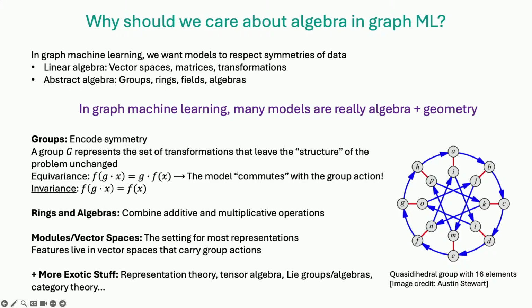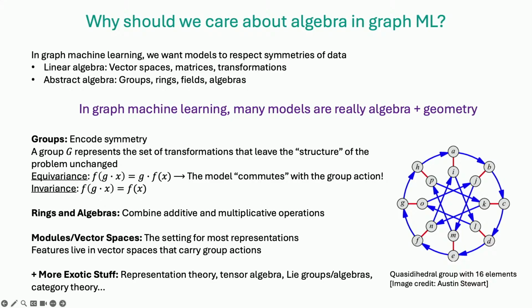You can go more exotic as well. You can look at more abstract algebra, in terms of groups, rings, semi-rings, fields, and algebras. And in terms of these symmetries that we care about in graph machine learning, algebra is really the language for describing them. So when I say that in graph machine learning, many models are really algebra and geometry together, geometry gives us the space, and then algebra encodes the transformations, right?